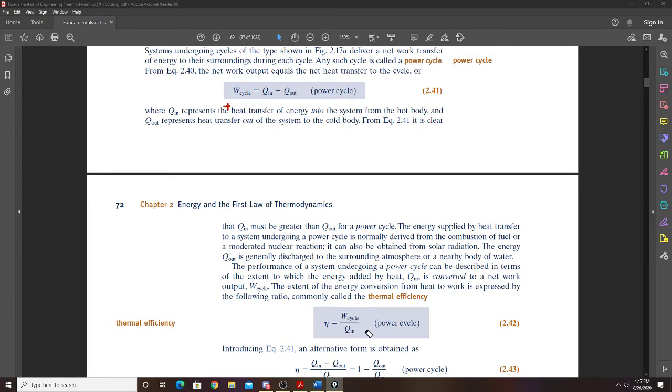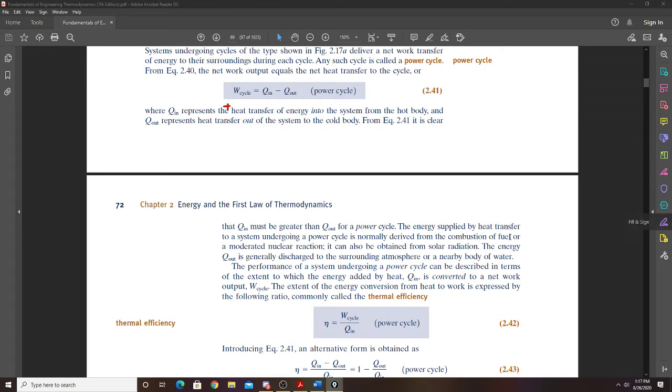So W cycle is being compared to Qin, because if you have W cycle and Qin making the same amount of energy, if all of the energy transferred into heat became work, it is a 100% efficient turbine, or 100% efficient power cycle.